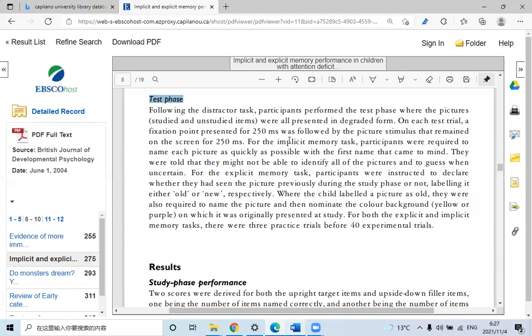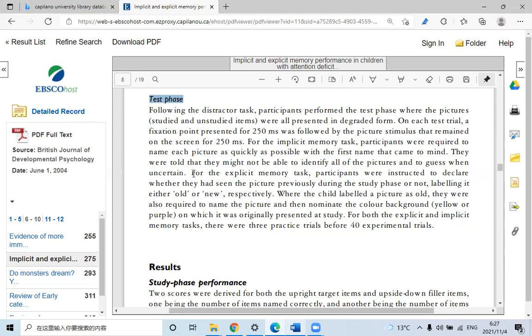Here are the details, really critical. For the implicit memory task, participants were required to name each picture as quickly as possible. Name the picture with the first name that came to mind. You have to be really fast. What is it? Doggy, rabbit, table, chair. They were told that they might not be able to identify all the pictures and to guess when uncertain. If you are unsure, just guess.